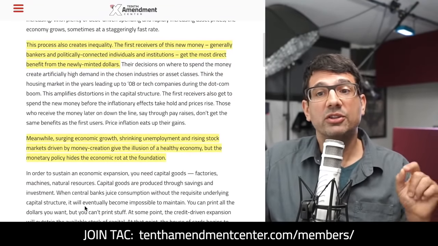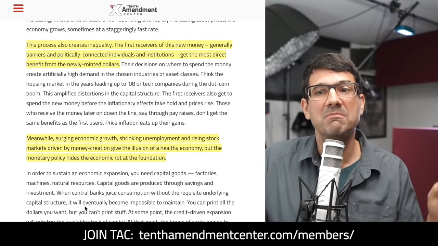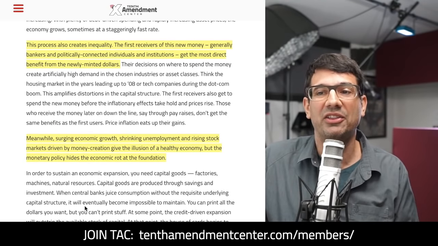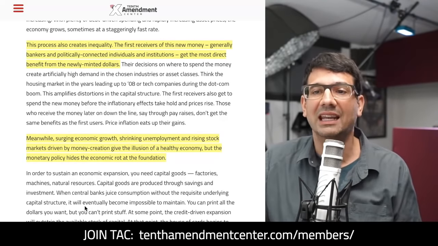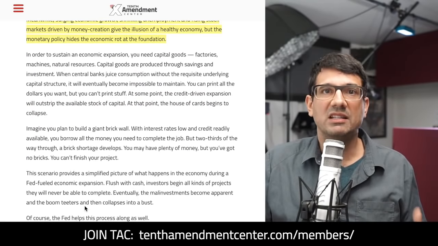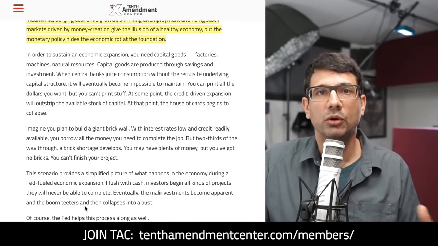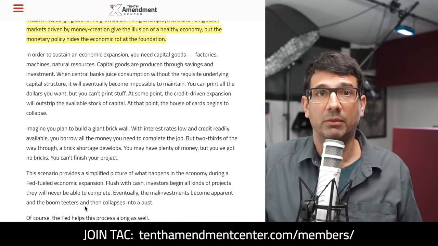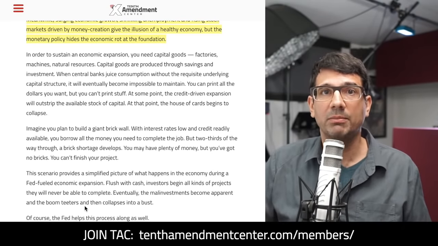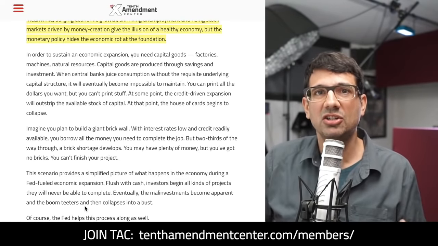And Mike goes on, meanwhile, surging economic growth, shrinking unemployment, and rising stock markets driven by money creation give the illusion of a healthy economy, but the monetary policy hides the economic rot in the foundation. Again, it's a fake boom. Now, Donald Trump, not to talk too current events, when he was a candidate, he talked about the Fed being a problem because it was creating a boom. Now you hear him talk about the boom, the greatest economy we've ever known. And this is politician talk.